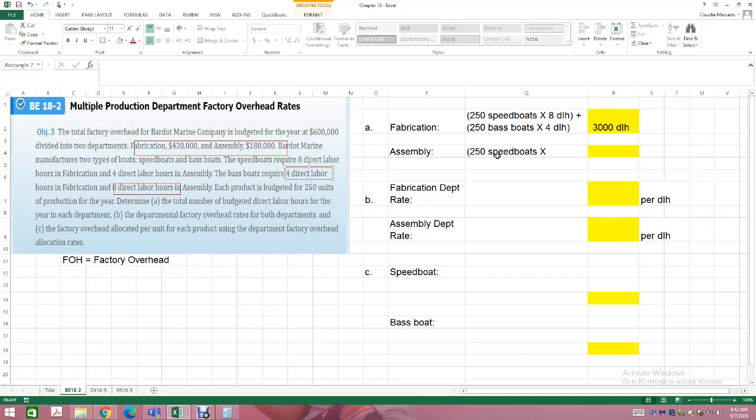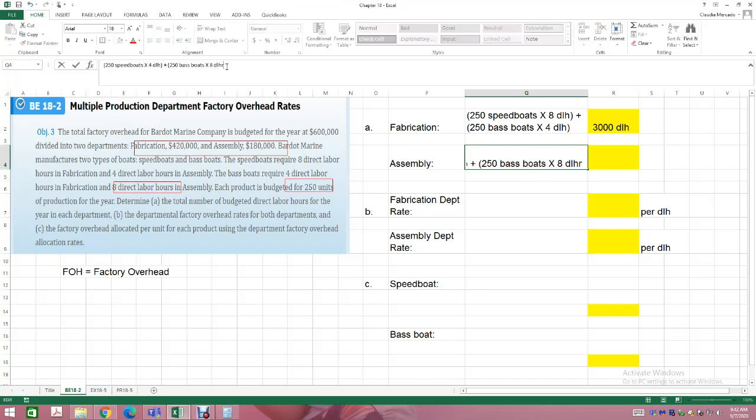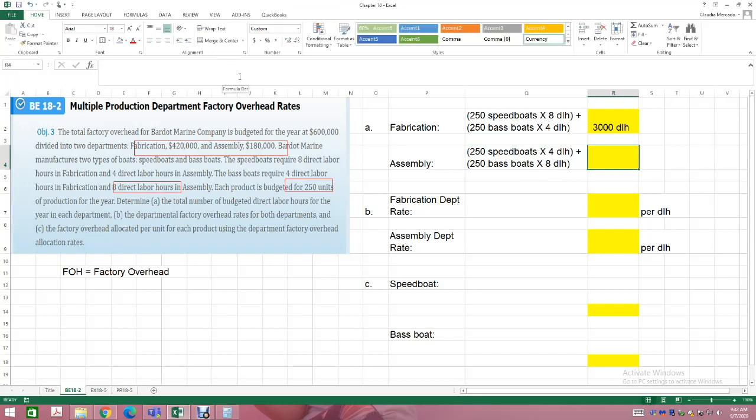So, 250 speedboats, and for the speedboats, it requires 4 direct labor hours in assembly. So I'm going to multiply that by 4 direct labor hours. Then I'm going to add my 250 bass boats. And on the bass boats, it takes 8 direct labor hours in assembly. So we're going to multiply it by 8 direct labor hours. I'm going to get my calculator out again, and let's see what we get.